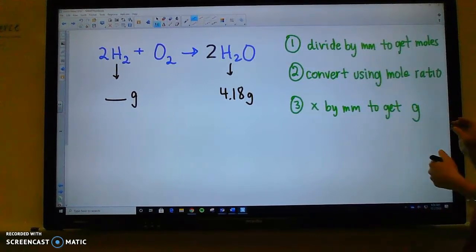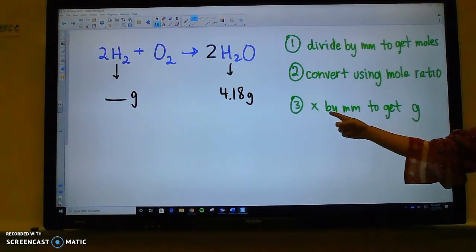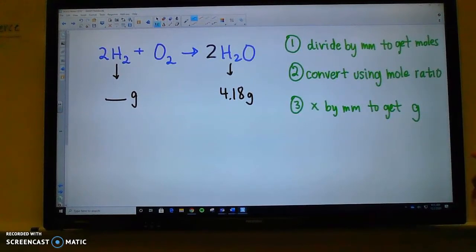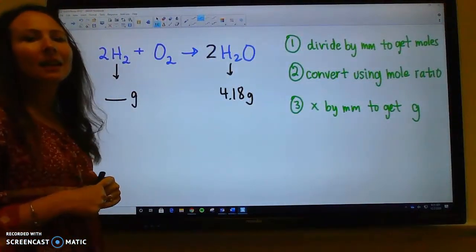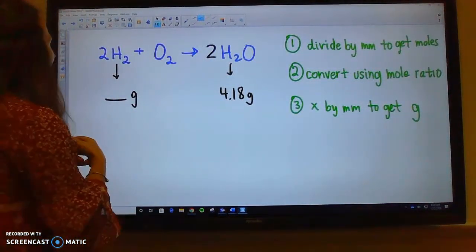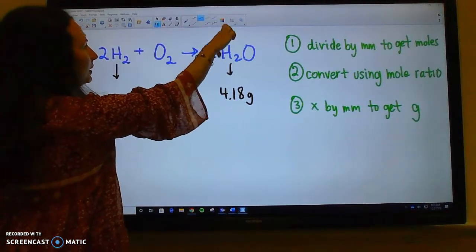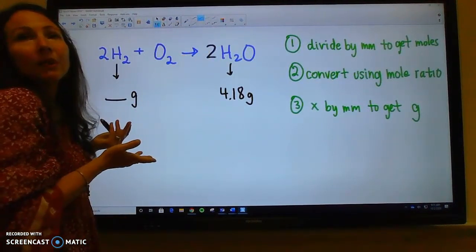So you'll be multiplying by the mole ratio as your conversion. And then the last thing is multiply by molar mass. So what I would recommend doing, if I know I'm going to need molar masses, is go ahead and figure those out, and write those above the two things that line up with the arrows.